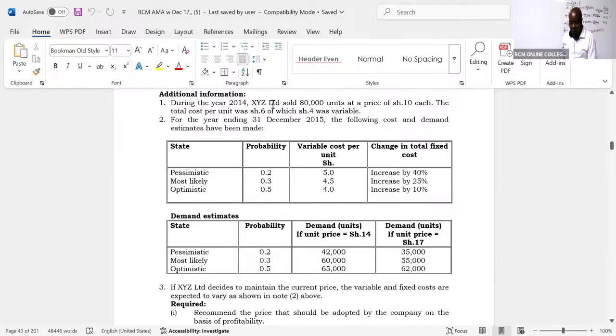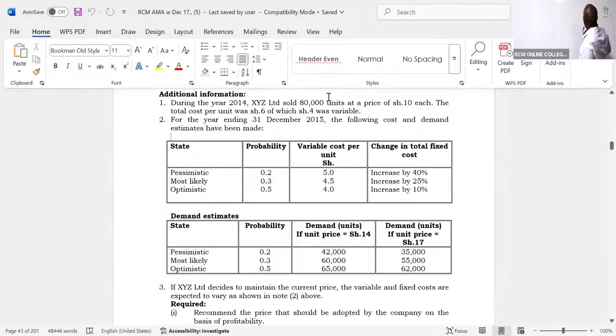Look at this. During the year 2014, XYZ Limited sold 80,000 units at a price of 10 each. The total cost per unit is 6. You see, within total cost, what do we have? Fixed cost and variable cost. So in this case here, total cost is 6, of which 4 is variable.